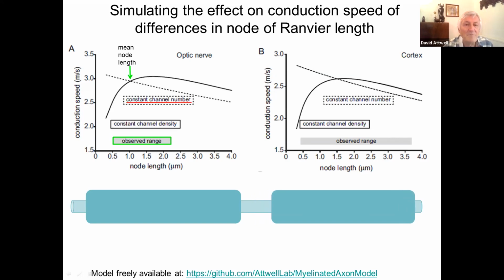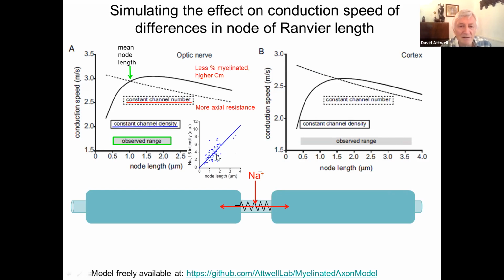And I'm going to start out by looking at a situation where we have a constant number of sodium channels in the node, so that we add membrane but not sodium channels to make it longer. When we do that, less of the axon is myelinated, so the capacitance is higher. And in addition, the resistance for current flow from the sodium channels here into the internode is increased. So both of those factors will decrease the conduction speed. So this dashed curve here for constant channel number just shows a continual decrease.